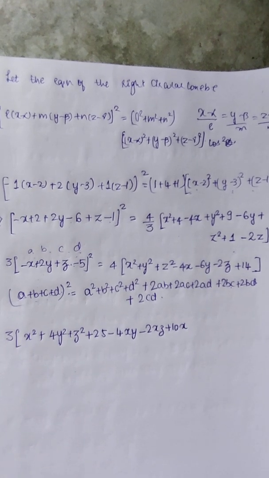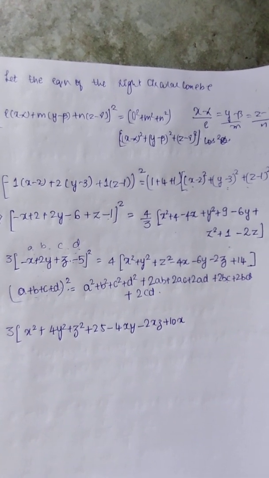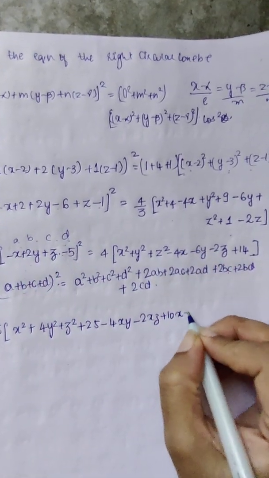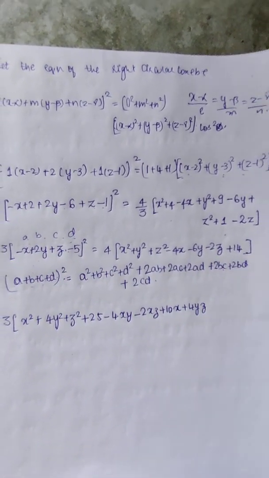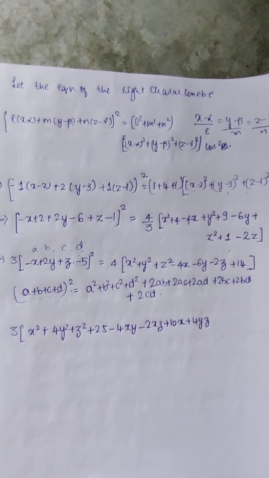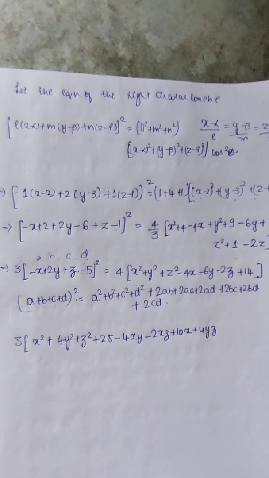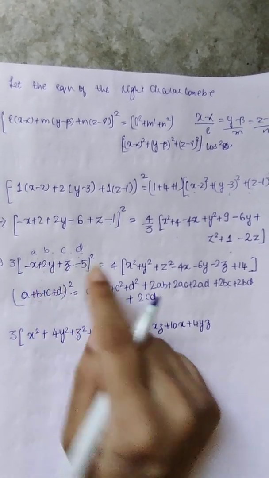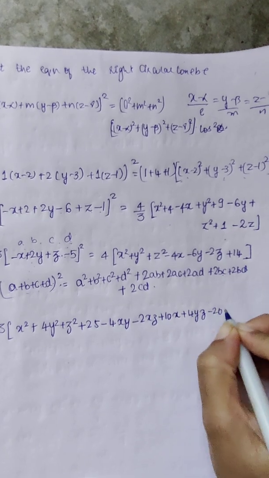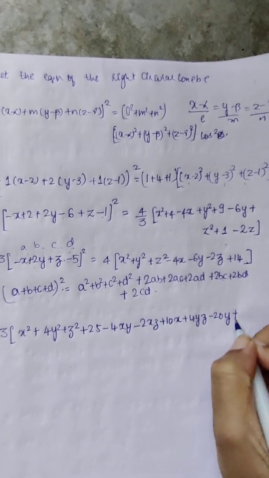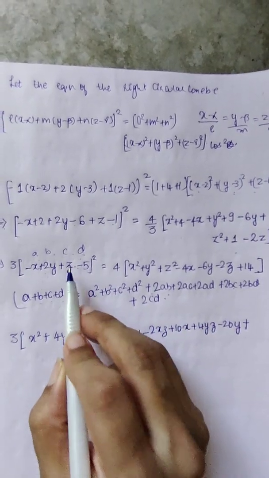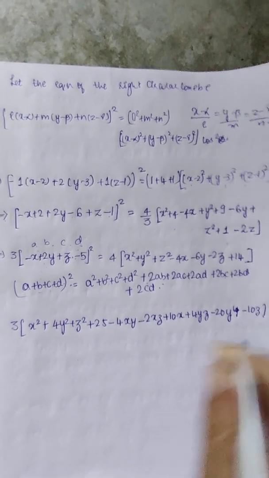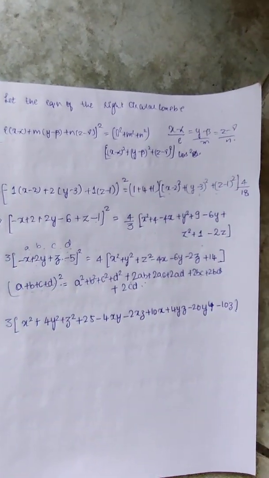Then we'll have, so I'm done with 2ab, 2ac, 2ad. Then I'll finish with 2bc. So 2 2s are 4, 4yz, 2bc plus 2bd, 2bd. So 2 2s are 4, 4 5s are 20, minus 20y, then 2cd, 2cd, 2 5s are 10, minus 10z. So this is the expansion of a plus b plus c plus d whole square.